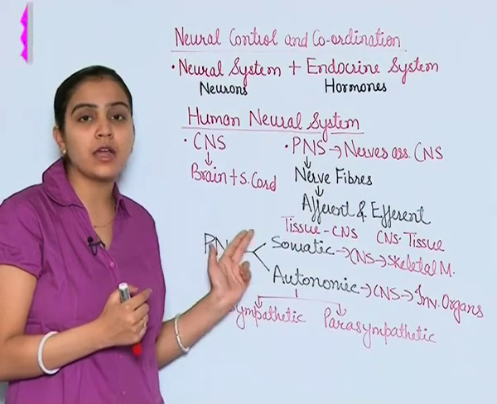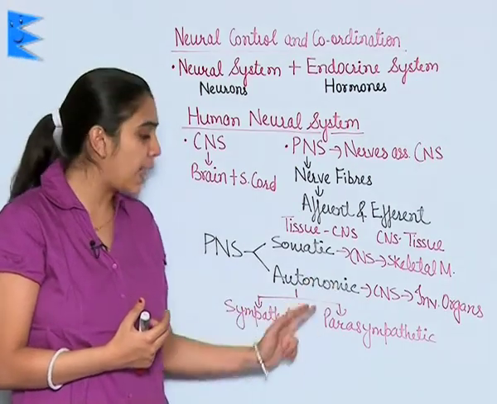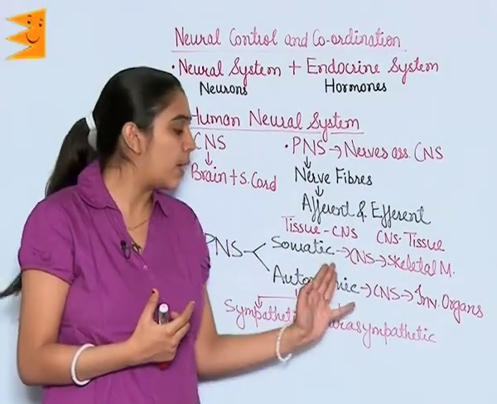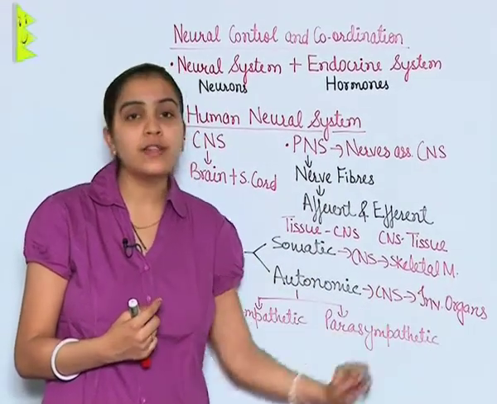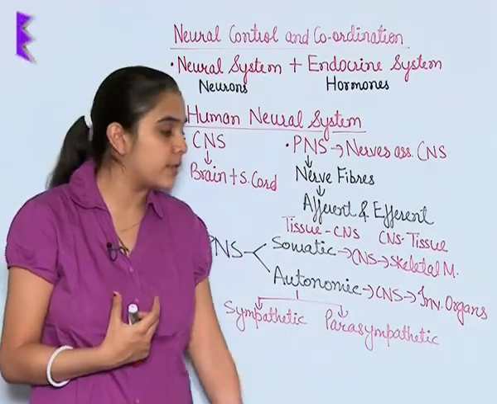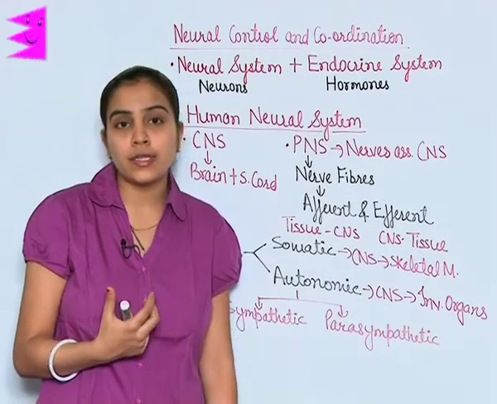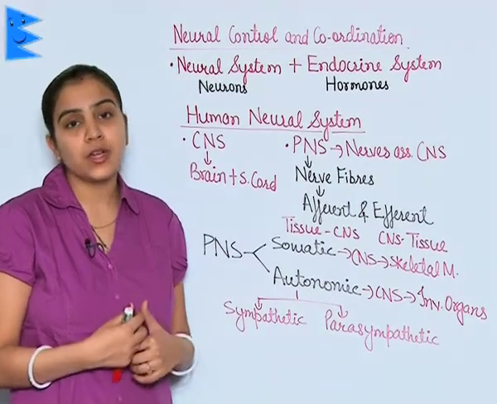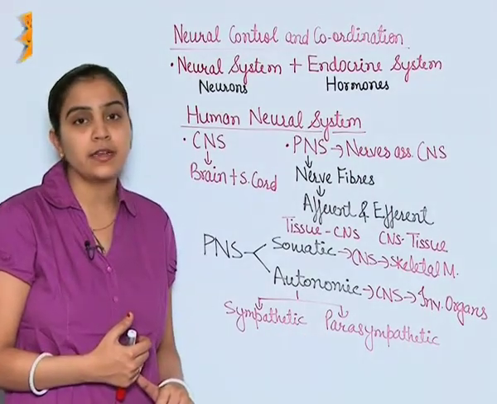This peripheral nervous system is further divided into somatic nervous system and autonomic nervous system. Somatic nervous system is the one in which signals from brain or CNS travel towards skeletal muscles, whereas in case of autonomic nervous system, signals from brain travel to involuntary organs or smooth muscles. This autonomic nervous system is further divided into sympathetic nervous system and parasympathetic nervous system.